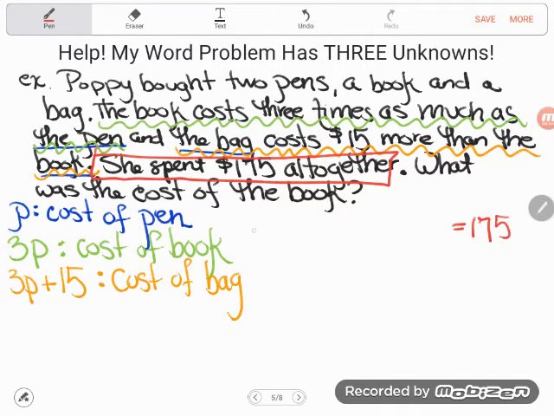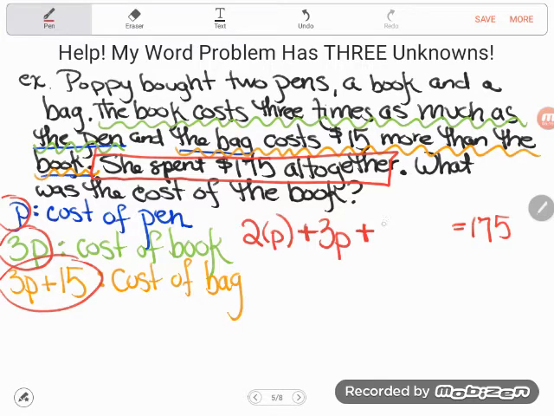Now let's total up all the things she bought. Poppy bought 2 pens. How much does a pen cost? Well, P. So 2 times P. Plus, she bought a book. How much does a book cost? A book costs 3P, so I'll put plus 3P. And she bought a bag. How much do we say a bag costs? A bag costs 3P plus 15. And you say, should I write the 3P again? Yeah, one of them was the cost of the book, and one of them was the cost of the bag. So there we go. We have 2P plus 3P plus 3P plus 15 is equal to 175. If she buys 2 pens, a book, and a bag, it will cost her a total of $175. That's what that equation says right there.